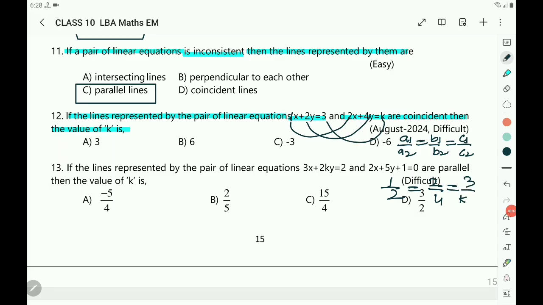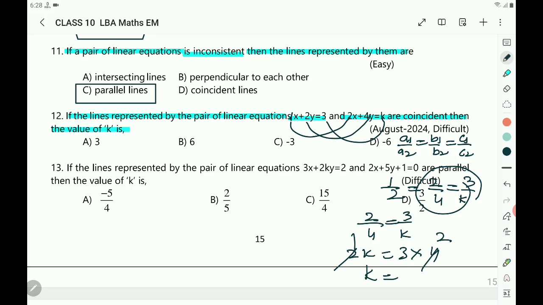Take this relation, 2 by 4 equals 3 by k. Do the cross multiplication: 2 into k, 2k equals 3 into 4. You can cancel 2, so k equals 3 into 2, which is 6. Then what is the answer? Option B is the answer, k equals 6.